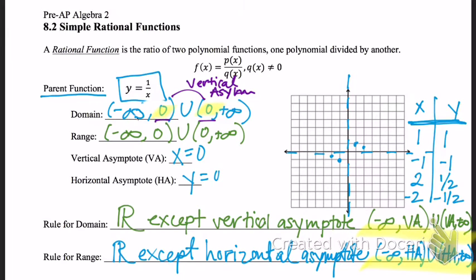So you'll see that it's approaching the horizontal asymptote like this. And then it's also going to approach the vertical asymptote. So you're going to have a graph that is in the top right-hand corner, and you're also going to have a graph that is in the bottom left corner.